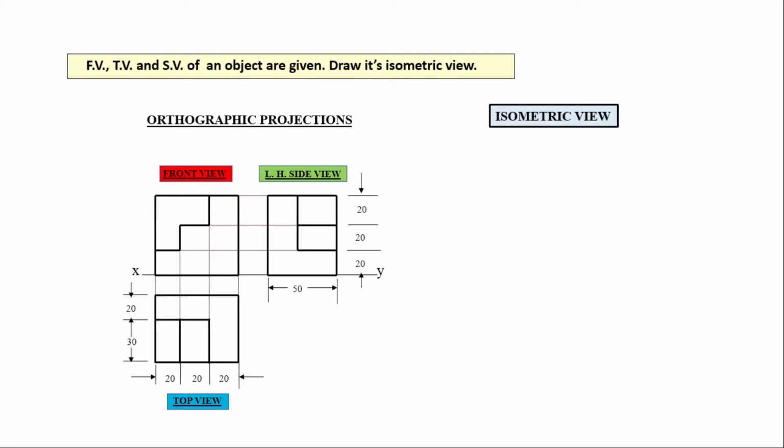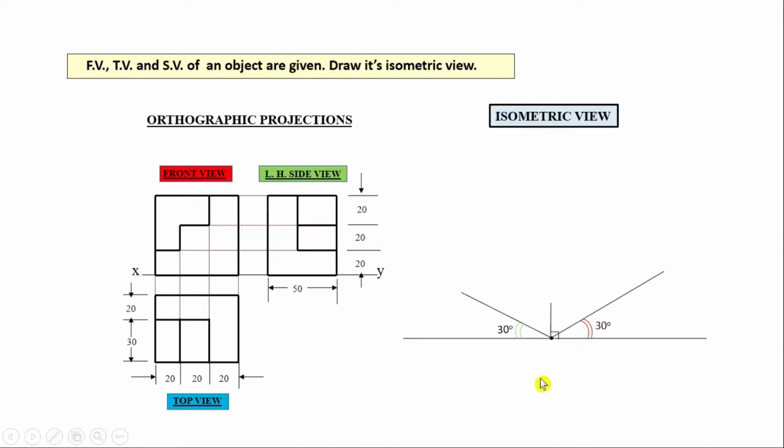In that, first we draw a horizontal line of random length. Define any point on that. From that, for isometric, we draw a line at 30 degrees. The other line on the left side we also have to draw at 30 degrees. And from that point you have to draw a vertical line, 90 degrees to the horizontal line. So this is the basic starting of the isometric view.